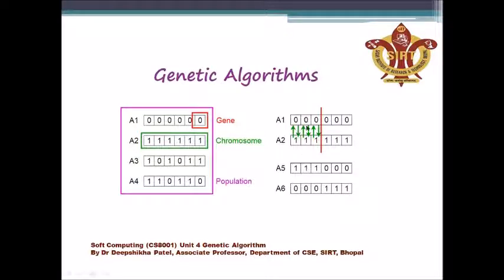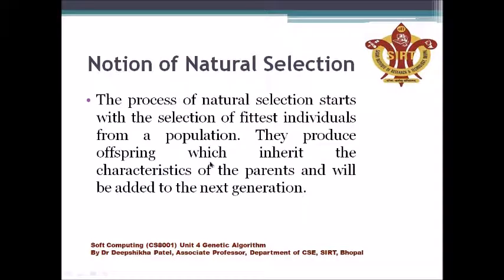So after exchanging the bits, we can find A5. If all the bits of A5 are exchanged with A1, having all three bits 0, then the resultant offspring are A5 and A6. A5 is 1 1 1 0 0 0, and when all the zeros are exchanged with these ones, we find another offspring A6, 0 0 0 and 1 1 1. Notion of natural selection.